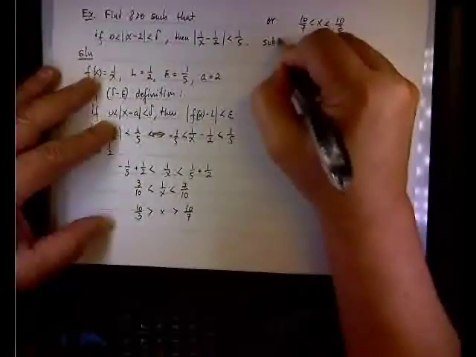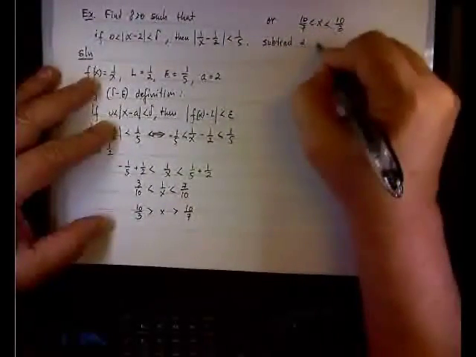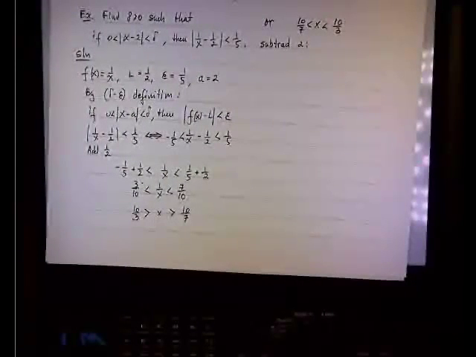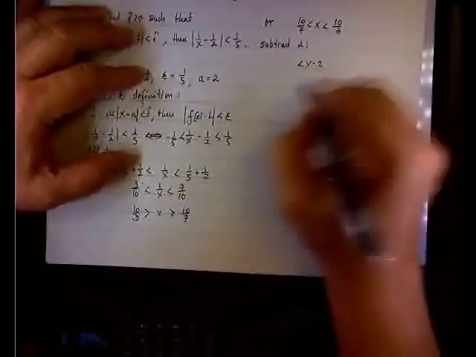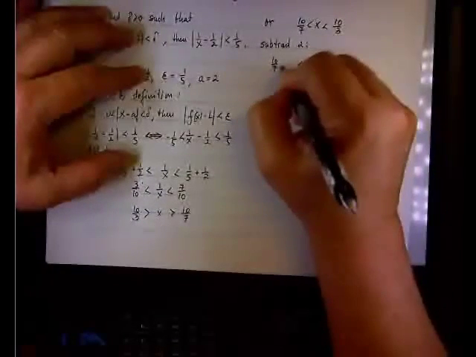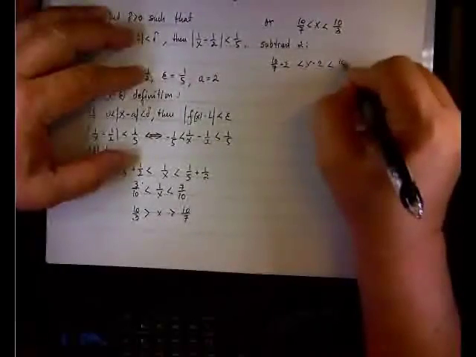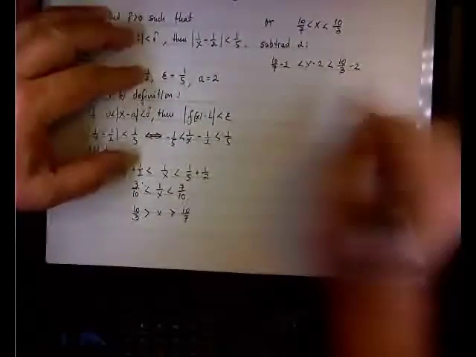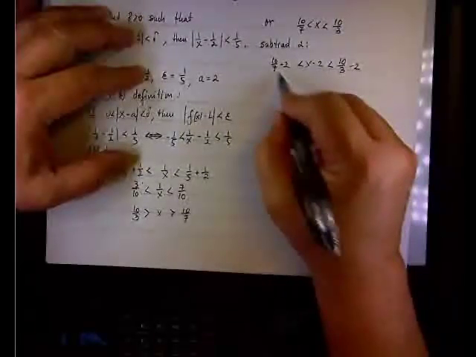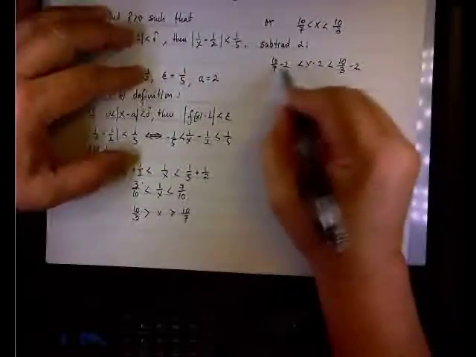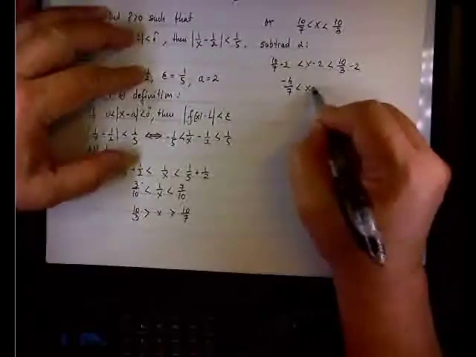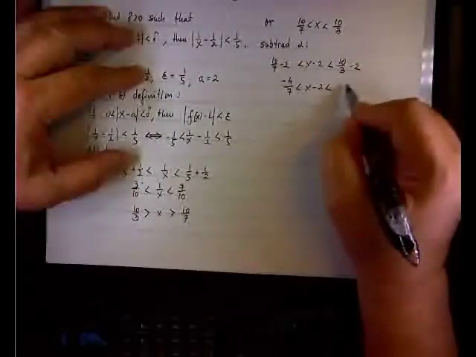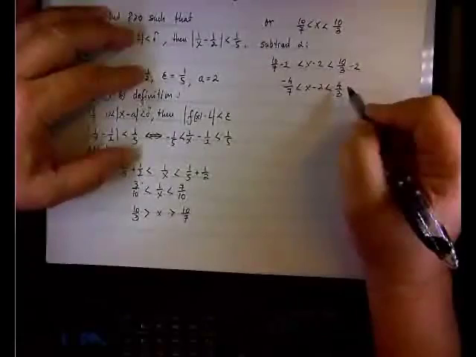And guess what? Now I subtract 2, because I have x minus 2, and this will give me the delta. Okay? So x minus 2 is greater than 10 over 7 minus 2, but less than 10 over 3 minus 2. Again, common denominator, so I have negative 4 over 7 here, and I have 4 over 3 right there.